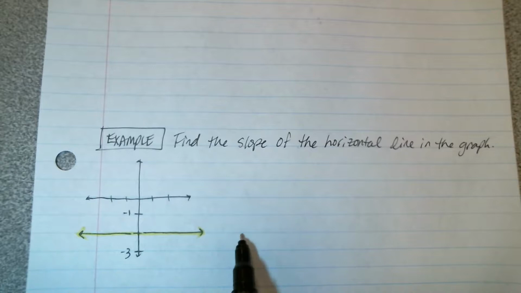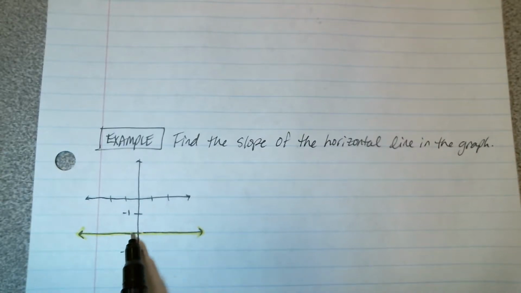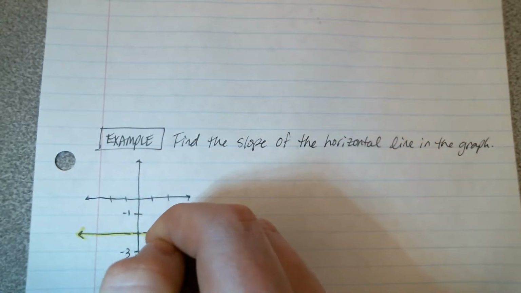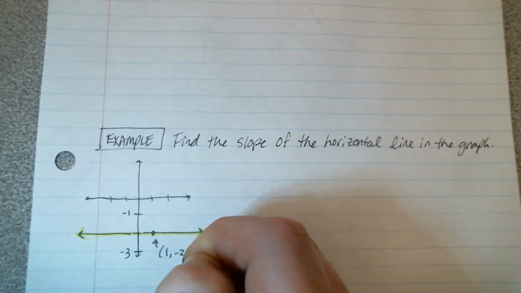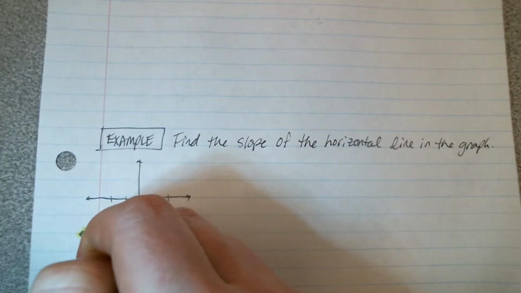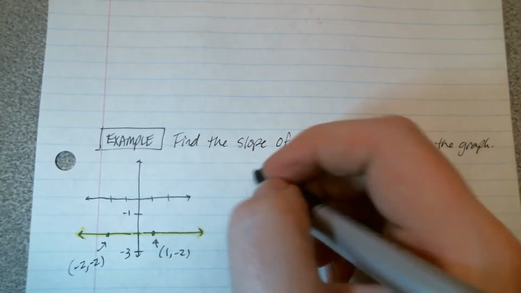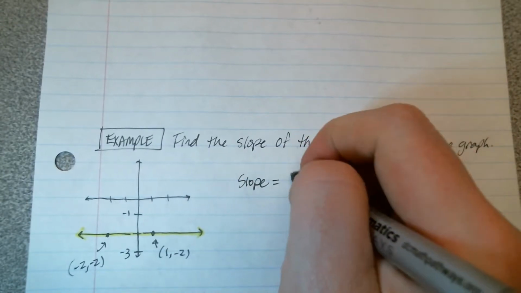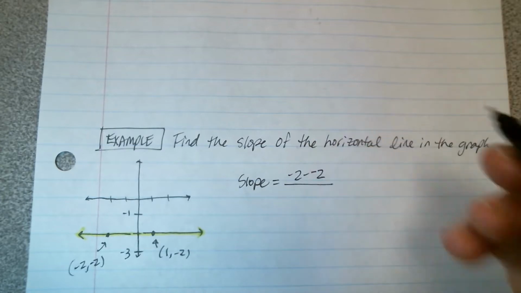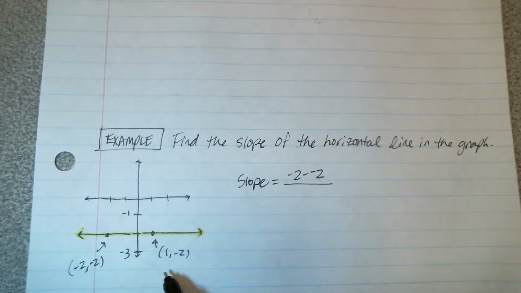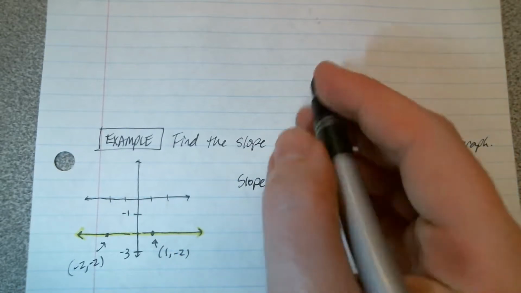So it's horizontal, which is important to know. All of these are at a y height of -2. So maybe I pick the points (1, -2) and (-2, -2). Why not? Okay. So slope is going to be the difference in the y coordinates, and that's -2 minus -2, okay, divided by the difference in the x coordinates.